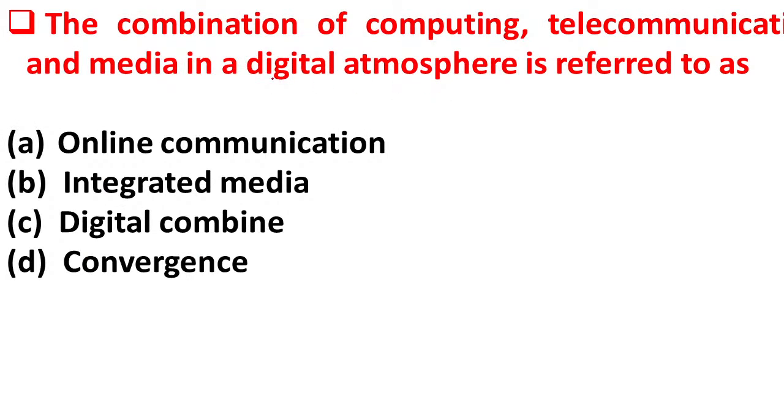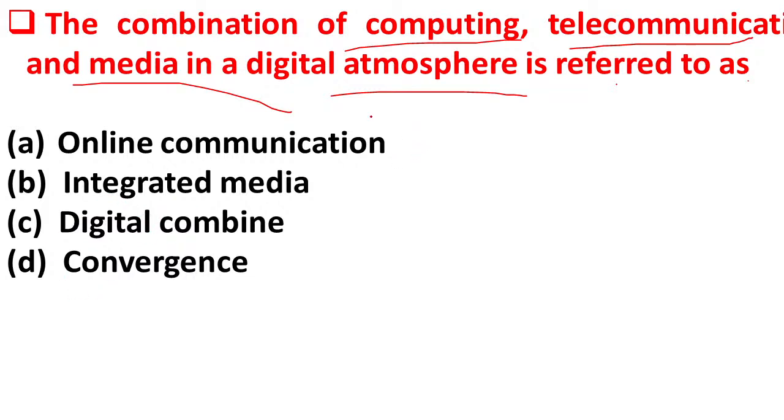The next question is, the combination of computing, telecommunication and media in a digital atmosphere is referred to as: option A, online communication; option B, integrated media; option C, digital combined; option D, convergence.